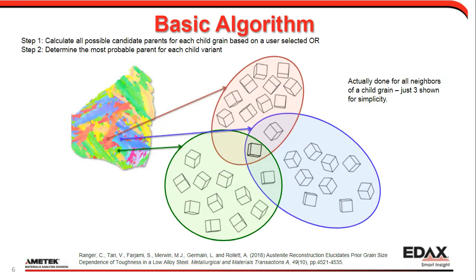If we look at those 3, we see there is one that's common to all 3. There's another one that's common to the red and the blue variants, but not to the green. And so we assume the one orientation that's common to all 3 is the most probable parent for all 3 of those. I've shown this for a triplet of 3 different variants just to simplify the problem. We actually do the same kind of thinking for all the neighbors of one variant or one child grain, not just 3, but all the variants that neighbor it. We do this process.